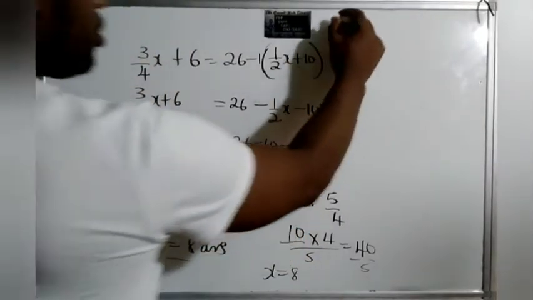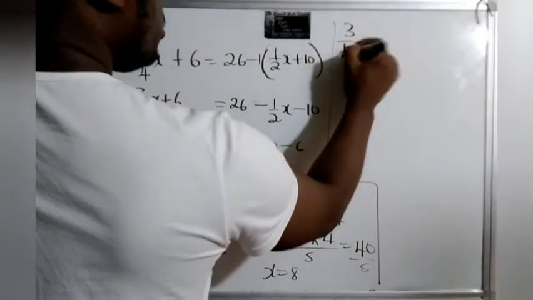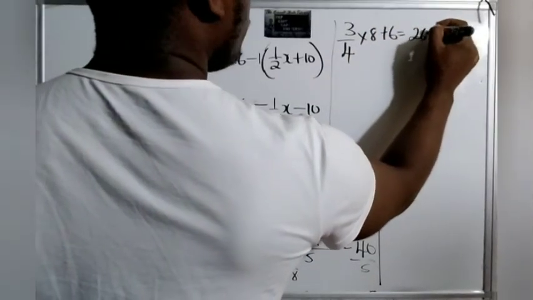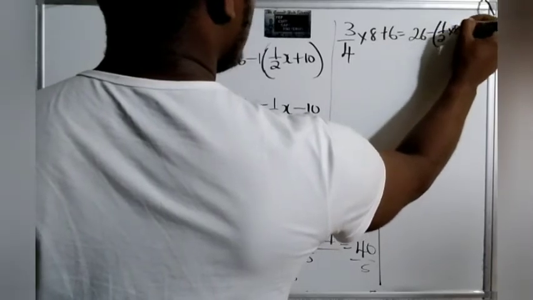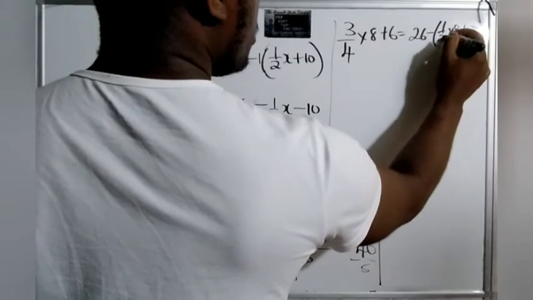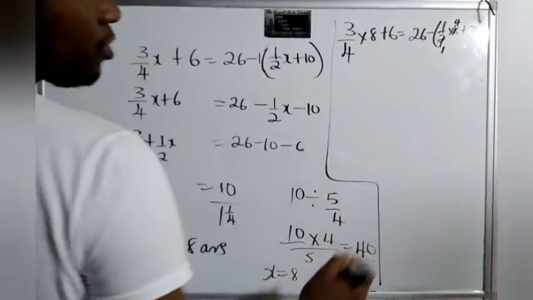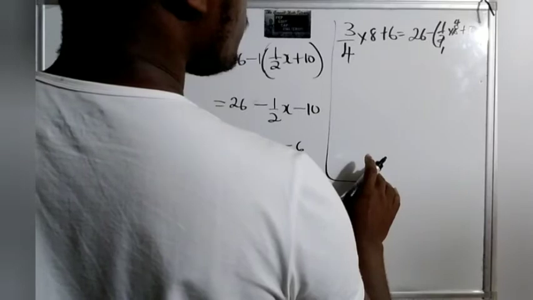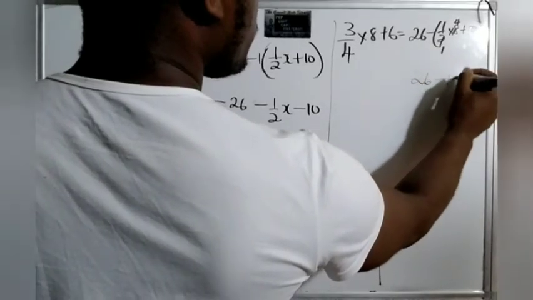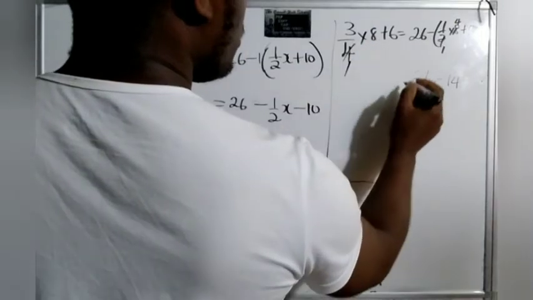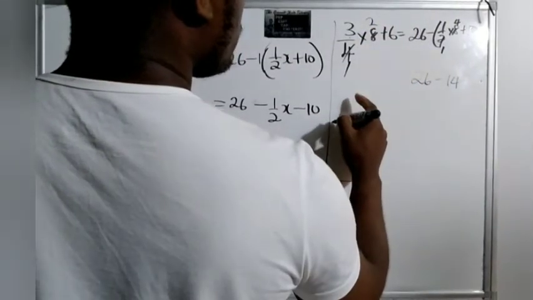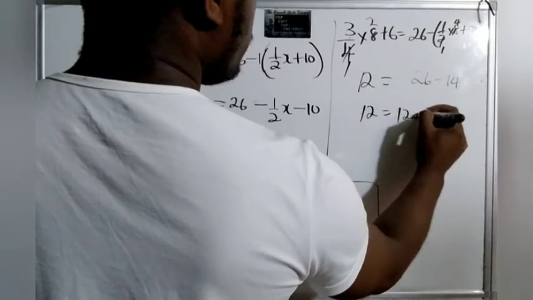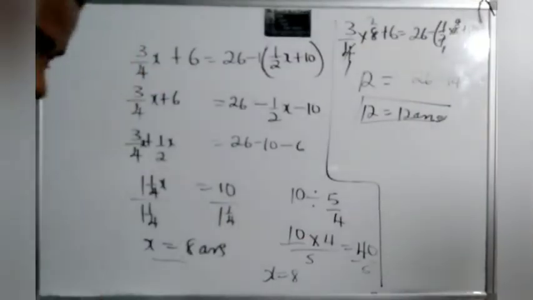So that's your answer. Now let us check if it's correct. All we have to do is put 8 in the equation for x. 8 over 2 plus 6 is equal to 26 minus a half times 8 plus 10. Work out the bracket first. 8 plus 10 is 18, half of that is 9. So it will be 26 minus 14. This side is 12, and this side also 12. So that's how you prove that the answer is correct.